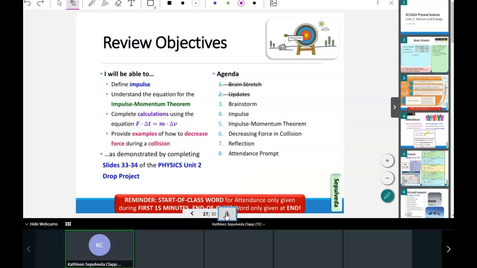Excellent job, everybody. So we defined impulse. We talked about the impulse momentum theorem, and we explained how to decrease force during our collisions.